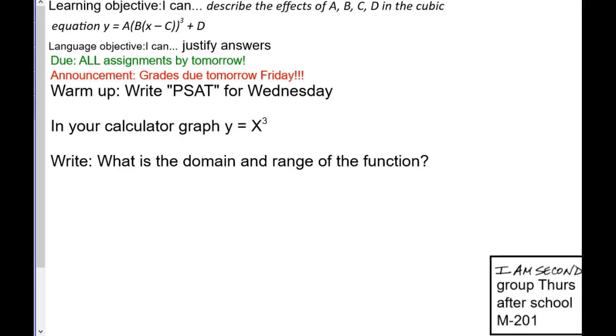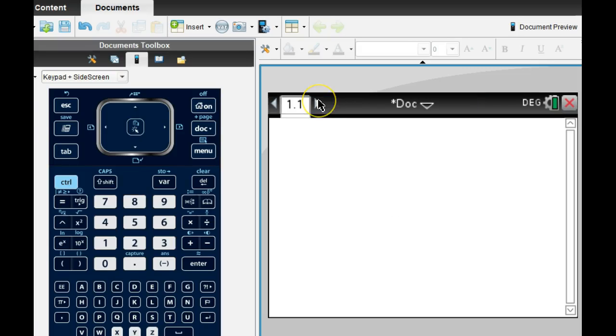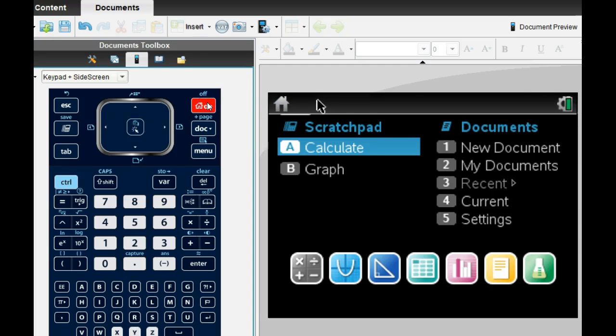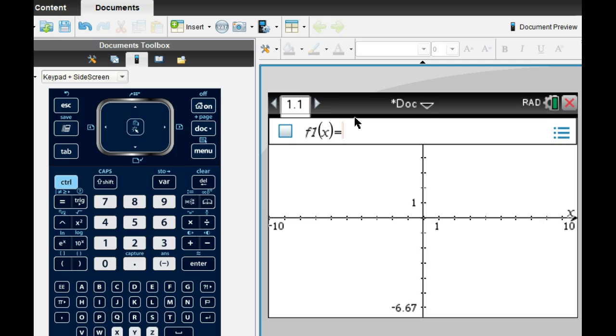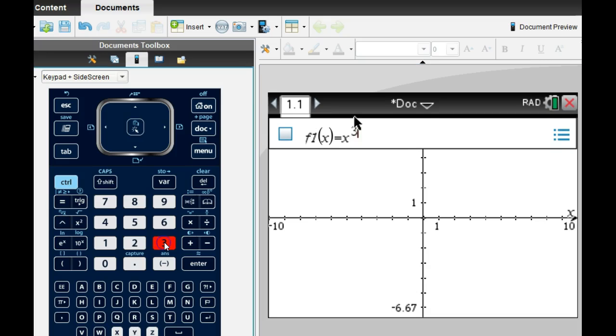Now, on your warm-up, you were supposed to graph x cubed, right? So, you go in here, go to graphing calculator. Whoever should be on time to class has their warm-up on their desk. Let's do it. So, on new document, new graph, and we're graphing x cubed, x caret 3. Okay?